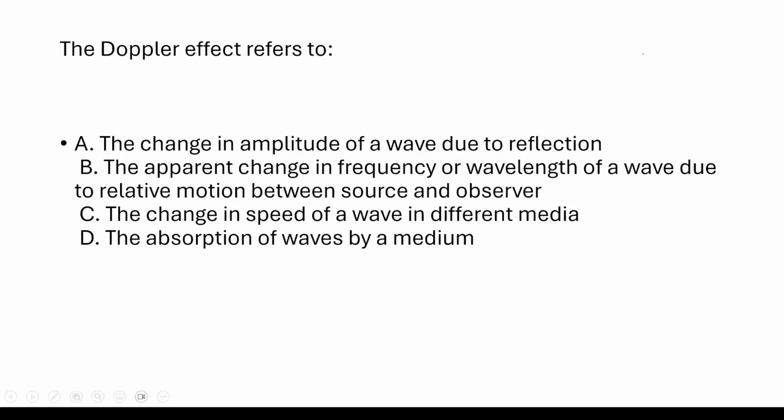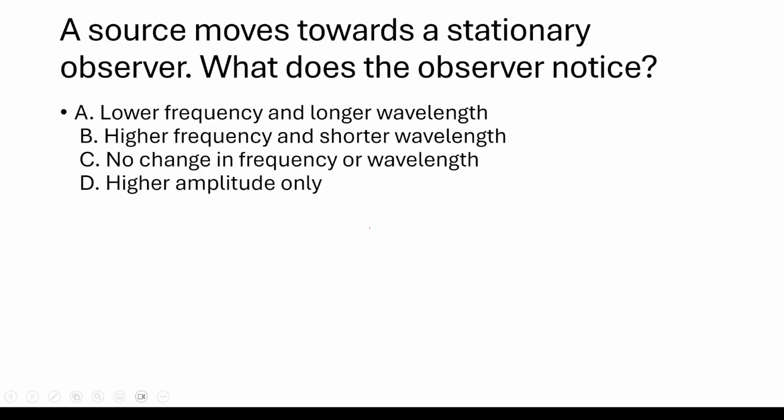All right, let's just do some multiple choice questions. Pause and check your answer. The Doppler's effect refers to what? I am hoping you've already paused and done it. It does not refer to change in amplitude. It refers to the apparent change in frequency or wavelength due to relative motion between source and observer. That's it. What is Doppler's effect? Apparent change in frequency or wavelength. Why does it happen? Because of relative motion between source and observer.